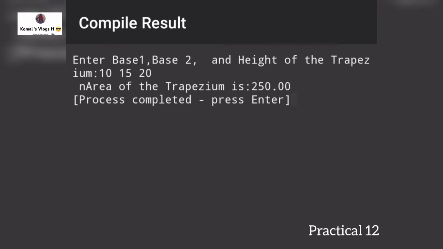the answer will be in the form of float, 250.00. If you do not write %.2f, then after the point 6 digits will be displayed, or any other values. If it comes 25.36762, all the 6 digits will be displayed after the point. So this is the output of practical program number 12.